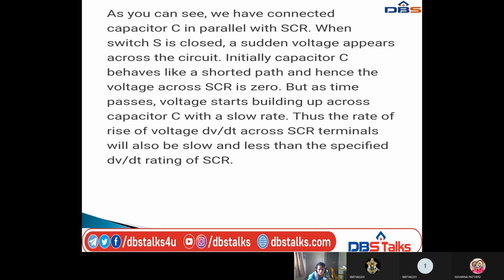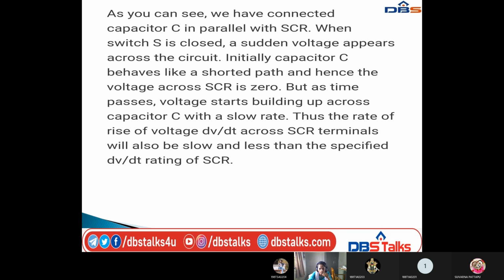So at the start, the capacitor behaves like a shorted path, and hence the voltage across the SCR is 0. But as time passes, voltage starts building up across the capacitor C at a slow rate. Thus the rate of rise of voltage dV/dt across the SCR terminal will also be slow and less than the specified dV/dt rating. So the dV/dt rating will be controlled by using a capacitor connected across the SCR. Okay.